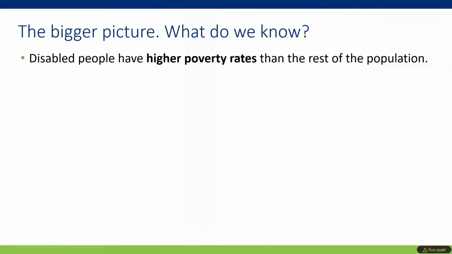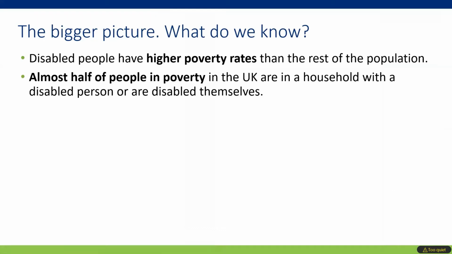The important thing is to know the wider picture in the landscape that we work in. Just to give you some of the top line facts, disabled people have higher poverty rates than the rest of the population. Almost half of people in poverty in the UK are in a household with a disabled person or are disabled themselves.